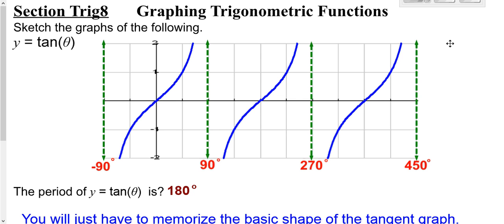We're going to take a look at tangent, secant, and cosecant graphs in this video.